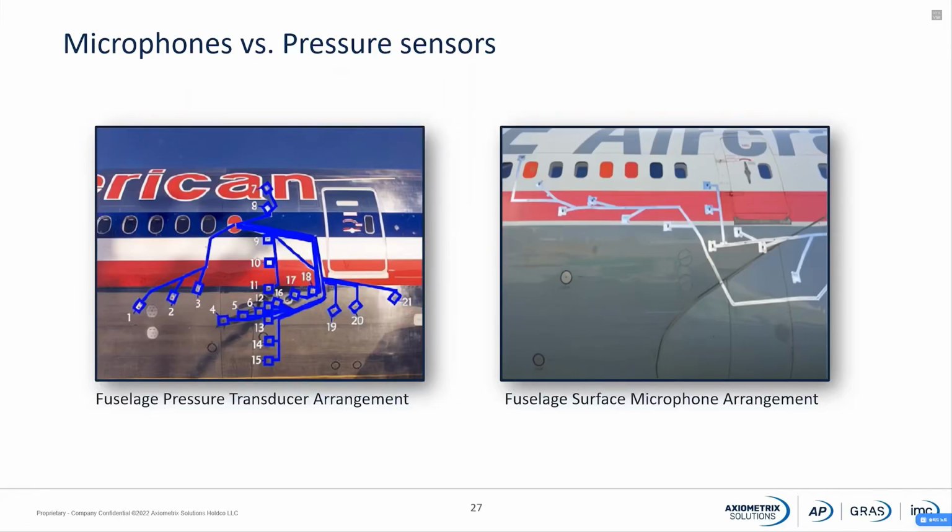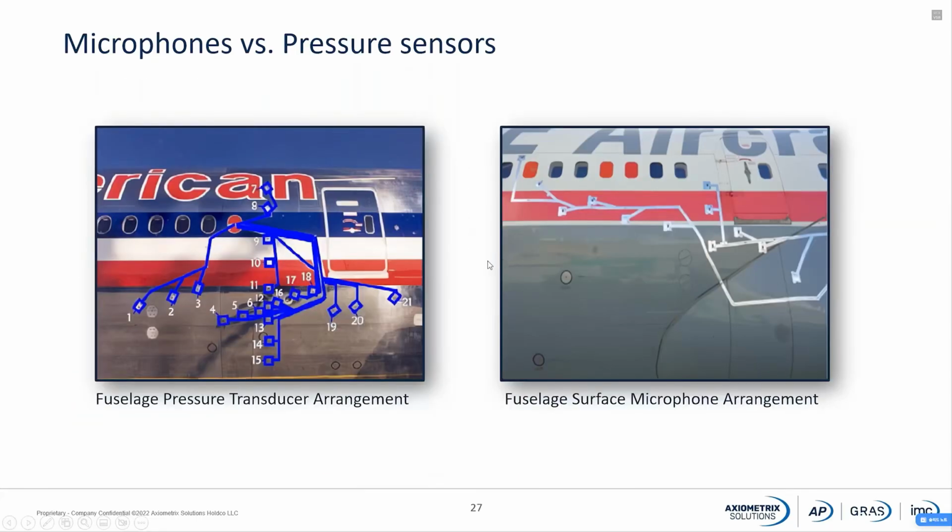This is also an example. This is on a fuselage of a commercial flight, and there you can't really see the sensor in itself, but this is with pressure sensors or pressure transducers. And on the second picture, you see the same configuration, just using surface microphones. So basically, it's the same sort of installation, but you are solving the same application with two different kinds of sensors.